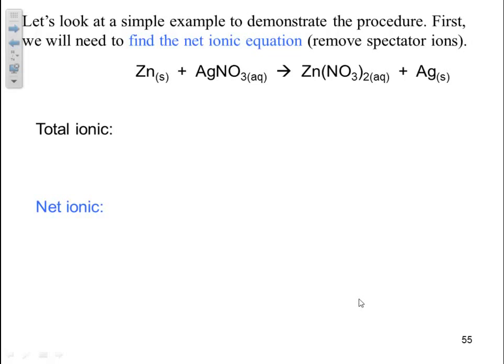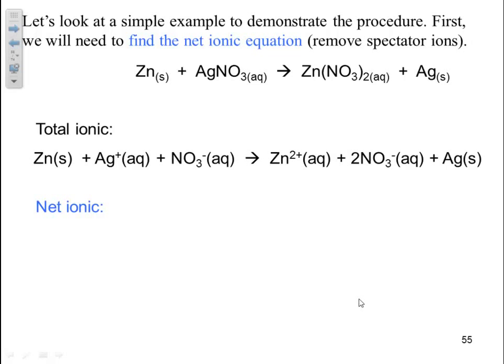So first what we need to do is find the net ionic equation, meaning we've got to get rid of the spectator ions. Looking at this, we know that zinc will come down in the total ionic. Silver nitrate is a soluble salt, so that would break up into ions. And zinc nitrate is a soluble salt, so that will also break up into ions, and silver will come down. So here's my total ionic equation. Next I have to get my net ionic equation, which means I've got to get rid of spectators. The only spectator there is nitrate, so we'll get rid of that.